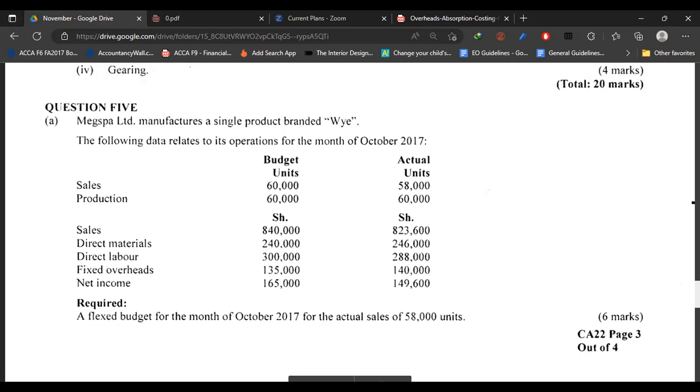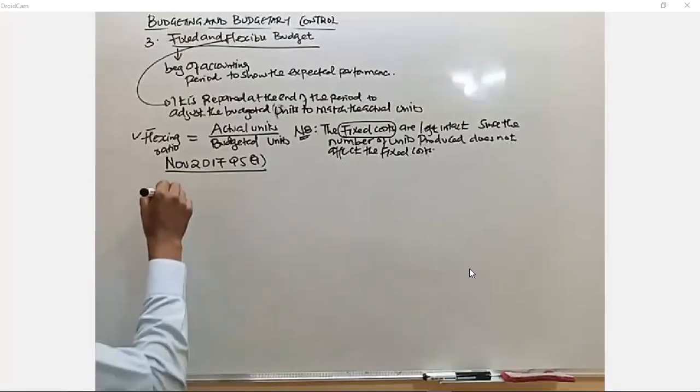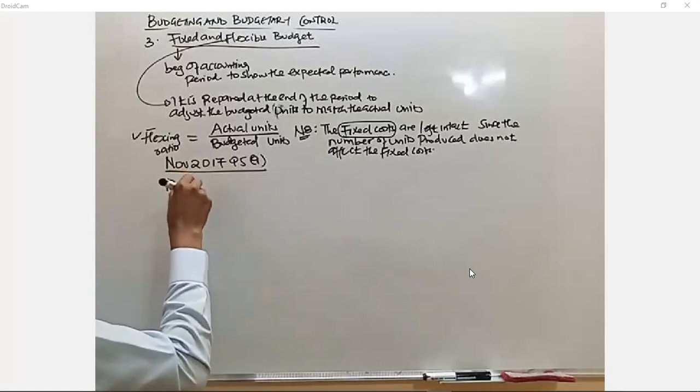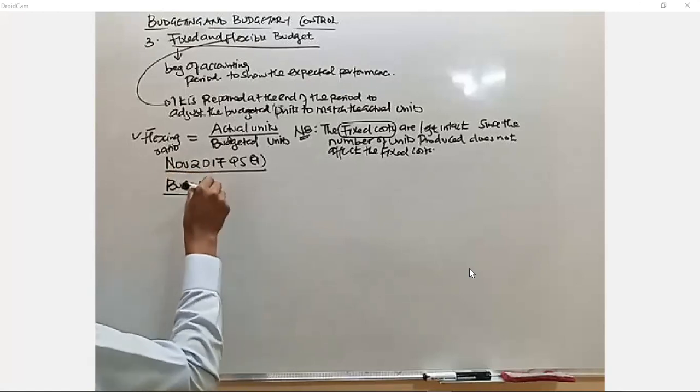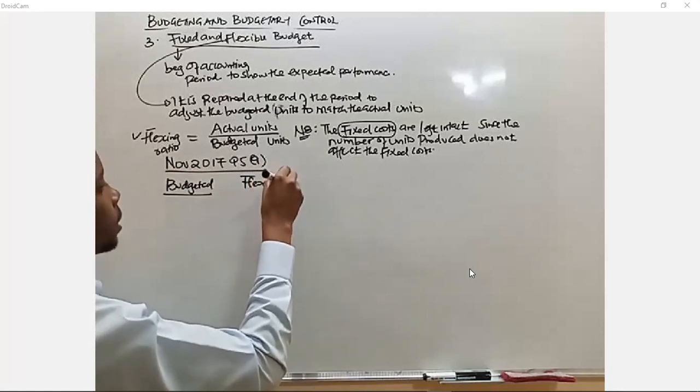And then I will be able to flex the income statement given in the question. So when you're doing your analysis, this is what you're supposed to be writing. This should be your analysis. Let me have my budgeted columns here. Right, I write there budgeted. Here we talk about flexible budget.